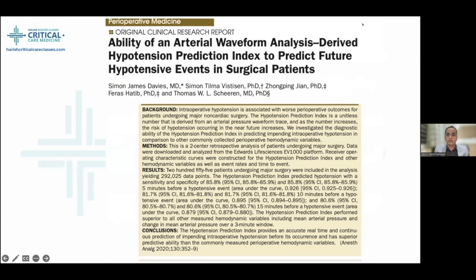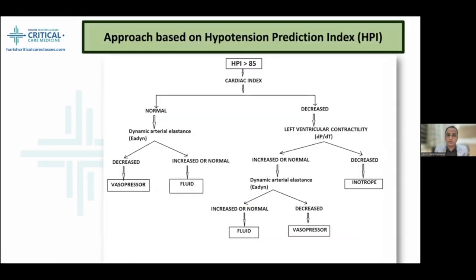Okay, so again, this is one more data: ability of arterial waveform analysis derived HPI to predict future hypotensive events in surgical patients. Hypotension prediction index provides an accurate real-time continuous prediction of impending intraoperative hypotension before its occurrence and has superior predictive ability than the commonly measured perioperative hemodynamic variables. This is very recent 2020 Anesthesia & Analgesia data, which tells us that in surgical patients, we can predict hypotension by using HPI indices.